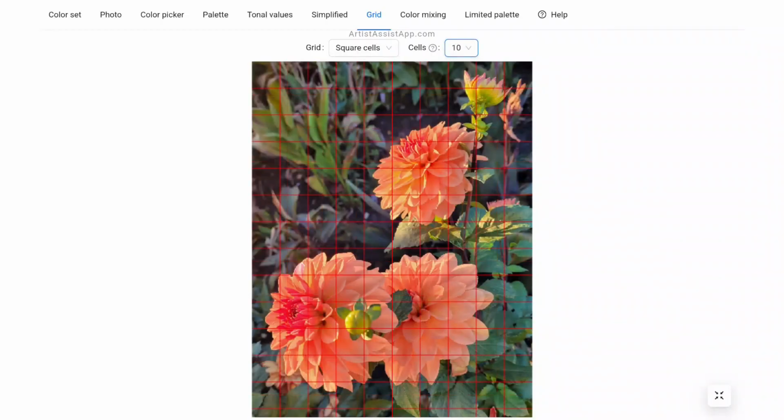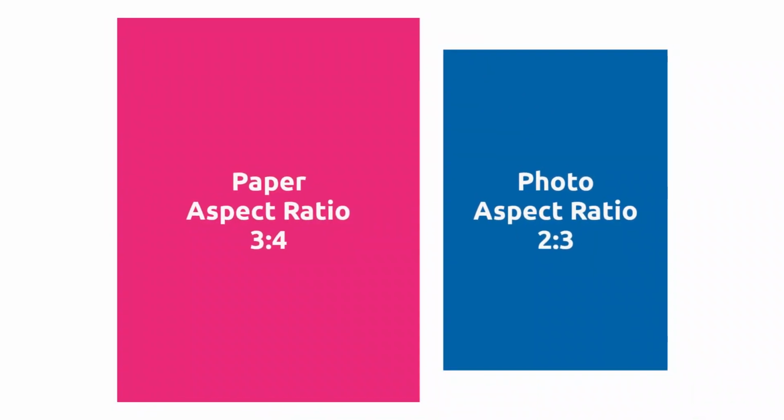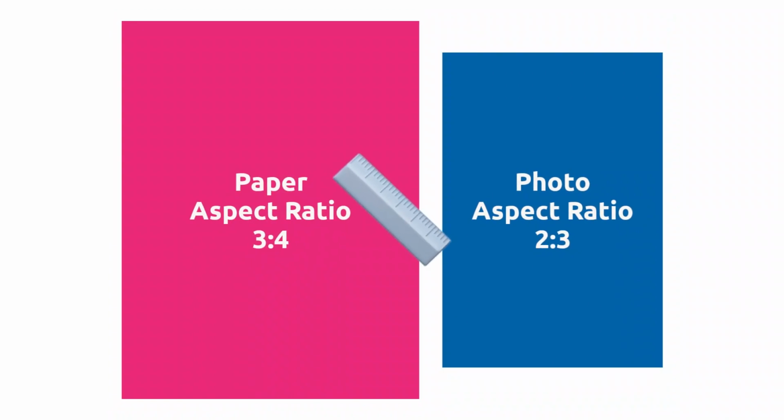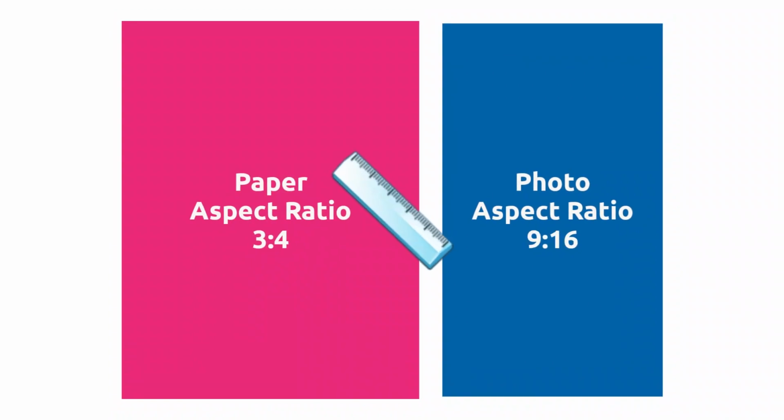Square grids of various sizes are supported. Square grids can be used when the photo and paper have different width to height ratios, but drawing square grids requires measuring and can be time-consuming.